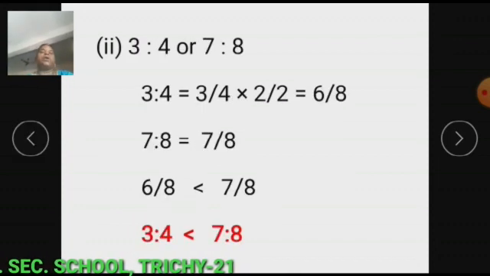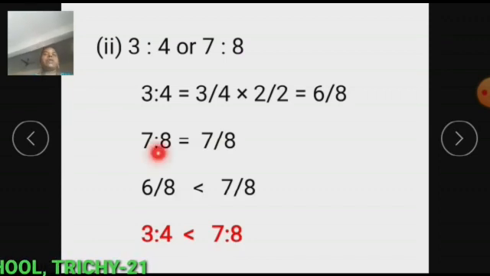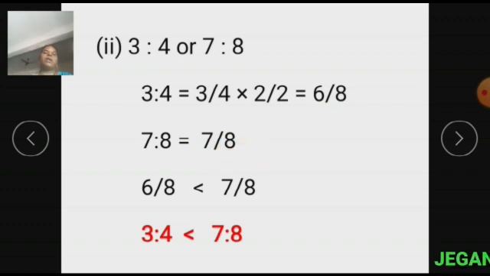Subdivision 2. 3:4 or 7:8. First we write the ratio in fraction form. 3:4 equal to 3/4. 7:8 equal to 7/8. Now we find the LCM of 4 and 8 equal to 8. So 3/4 is multiplied by 2/2 equal to 6/8. Now the fractions 6/8 and 7/8 having common denominator 8. Now compare the fractions 6/8 and 7/8.